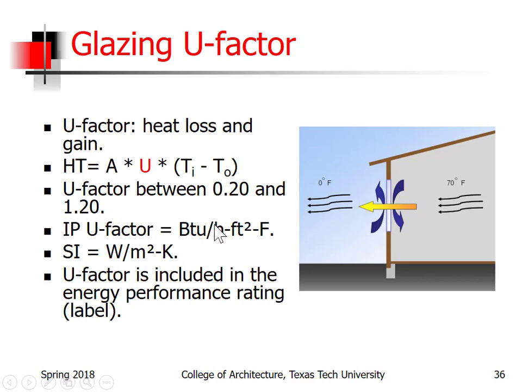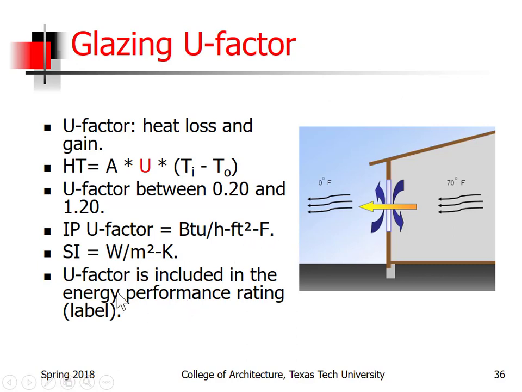The U factor is between usually 0.2 up to 1.2. 0.2 is a window that is well insulated, because the U factor, of course, is the lower the decimal number, the more effective the insulating of the window. In the IP, or what we call the imperial units, the amount of energy that passes through is calculated as the BTUs per hour, square foot of window per degree Fahrenheit. Okay, BTUs per hour per square foot per degree Fahrenheit.